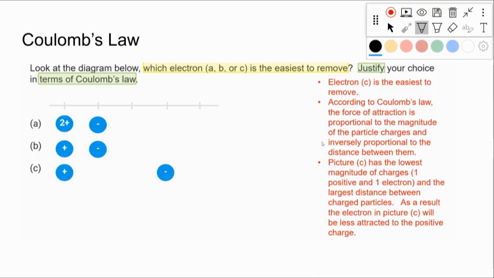Here's an example of a question you might see on AP in an FRQ. It says, look at the diagram below. Which electron A, B, or C is easiest to remove? Justify your choice in terms of Coulomb's law. So here's the deal. AP asks you all the time. They'll ask you a question, then they say justify. Just answering the first part of the question will not get you full points on the AP exam. You also must justify by explaining yourself either using math explanations or by describing with words.